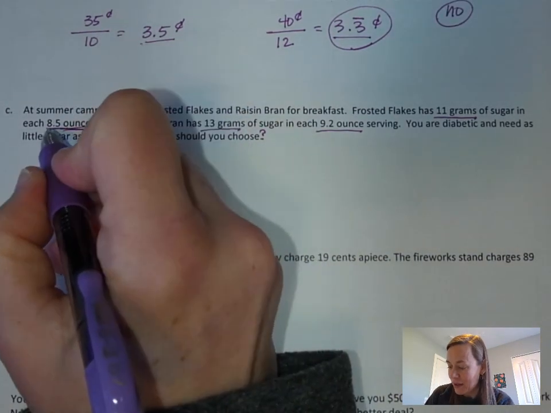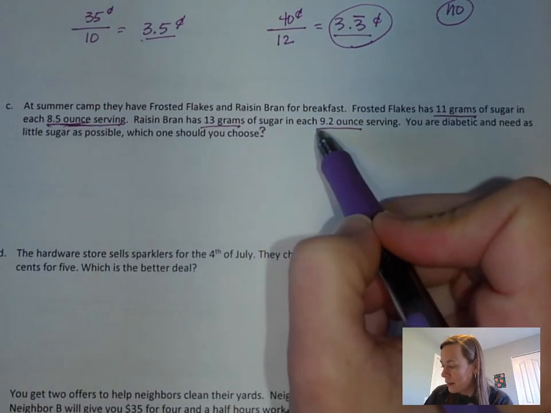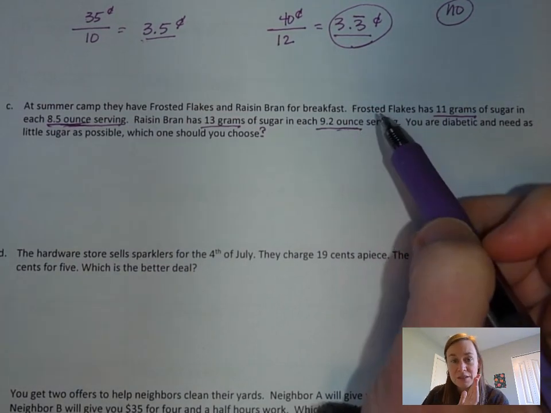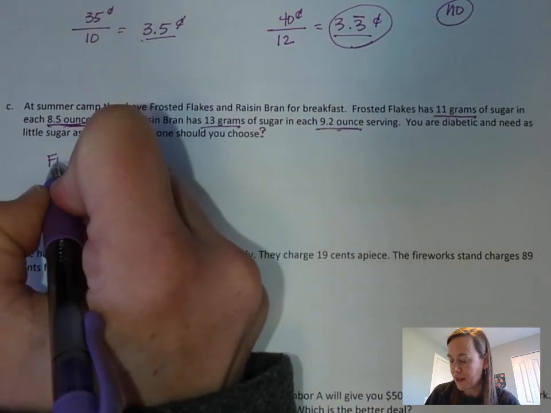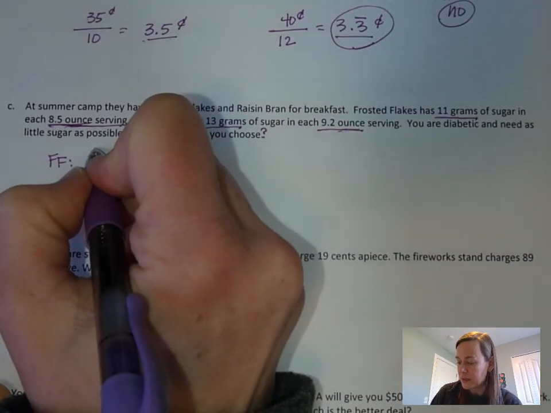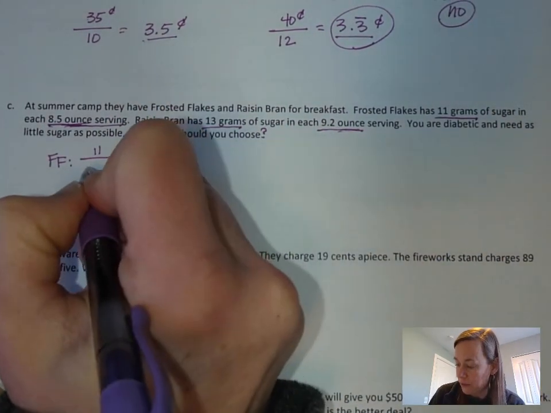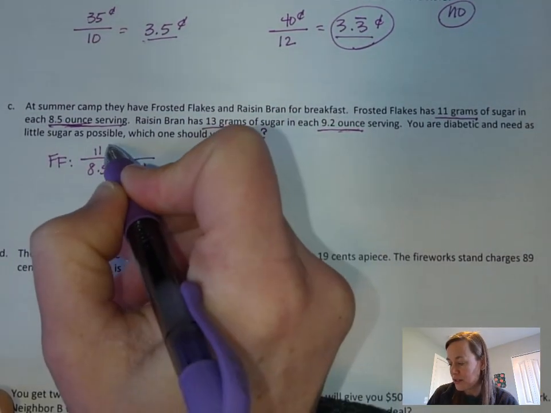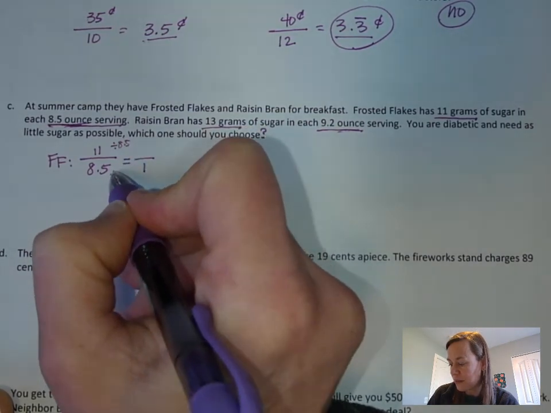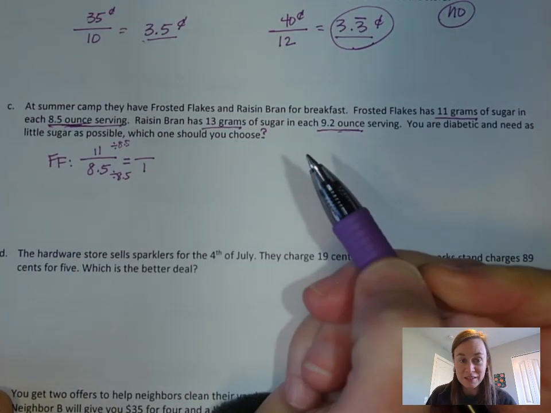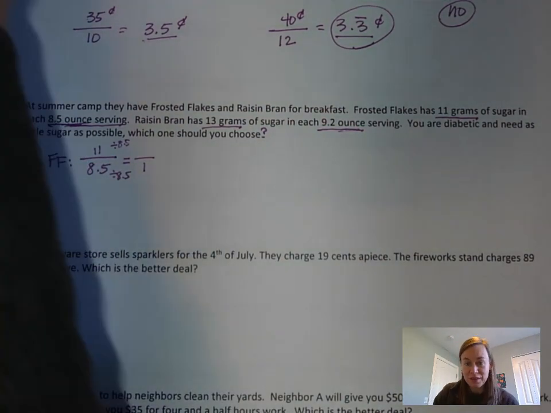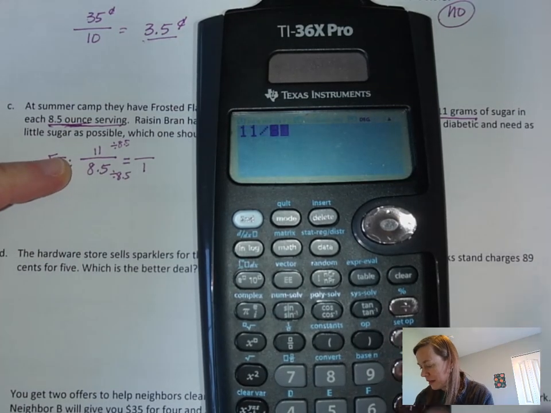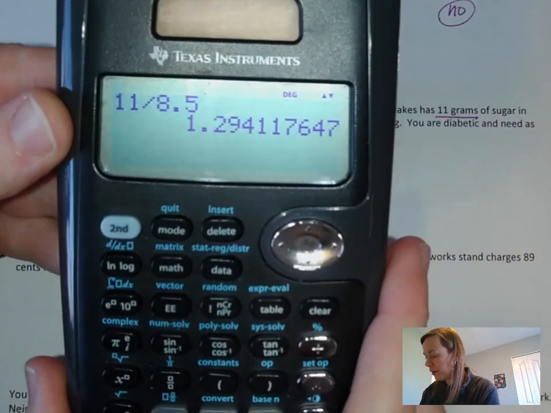Per ounce, okay? So you have 8.5 ounces in a serving here and 9.2 ounces in a serving here. So let's get that down to 1 ounce so we have our unit rate. Starting with Frosted Flakes, I'll just say FF. 11 grams per 8.5 ounce serving. Now you could do the method where you put it over 1, which means you're going to divide this by 8.5 because you had to divide that by 8.5 to get to 1. Or you could just do 11 divided by 8.5. As you can see here, it really is the same process either way. 11 divided by 8.5 gives us 1.29.